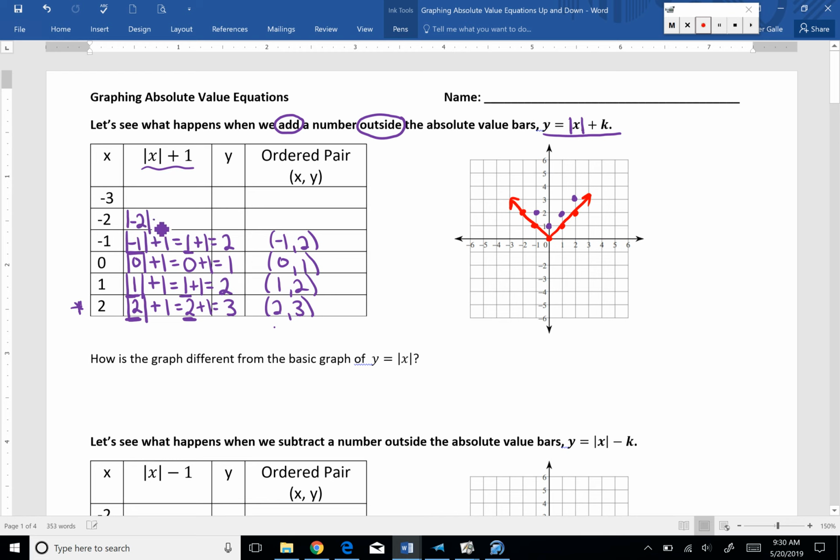Put a negative 2 in now for x. Absolute value of negative 2 is 2. 2 plus 1 is 3. So negative 2, 3. Looks like we have a nice symmetric V shape, so let's forget about that last part of our table. We don't really need that.